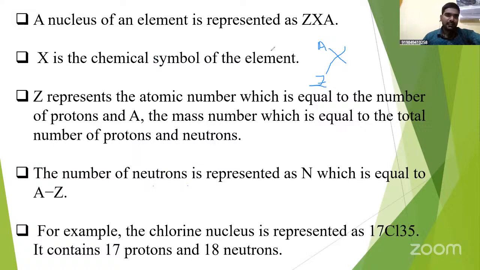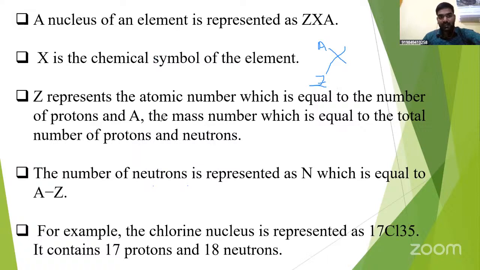X is the chemical symbol of the element. Z represents the atomic number, which is equal to the number of protons.